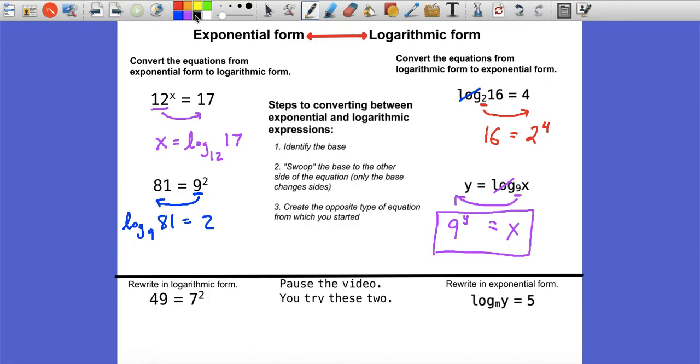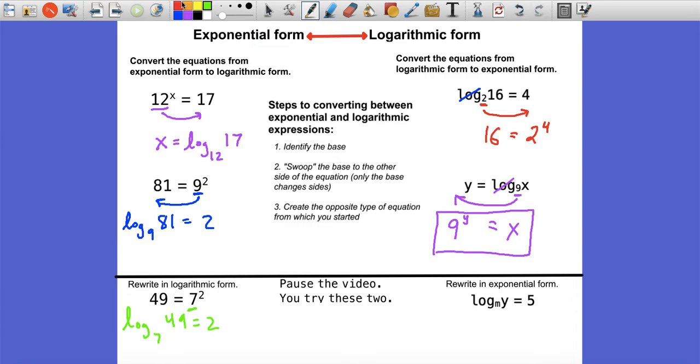All right, you've paused the video. Hopefully you tried these 2. Let's go ahead and work them out. So we want to identify the base. Base is 7. Swoop to the other side and recreate the opposite form. So we have log base 7 of 49 equals 2.